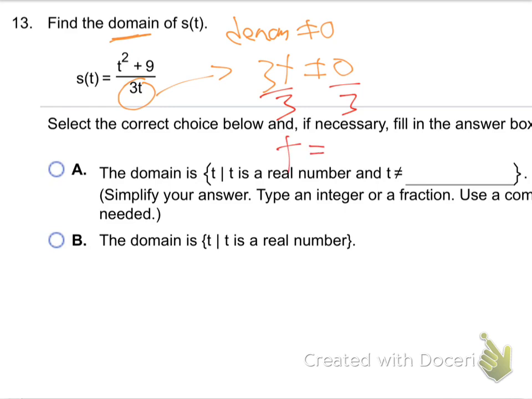So t, now 0 over 3? Just 0, right? If you said 0 thirds of the pie, it's no pie, right? So it's just 0. So t can't be 0. Done.